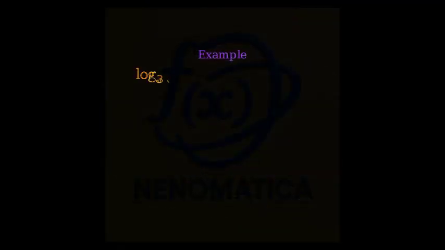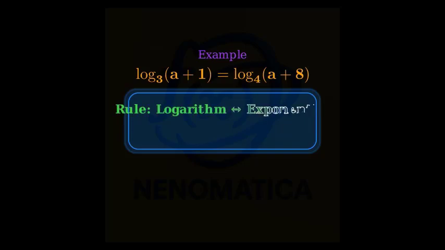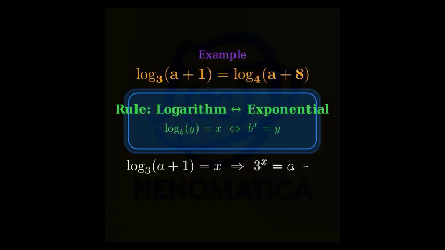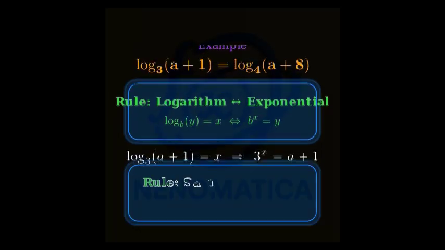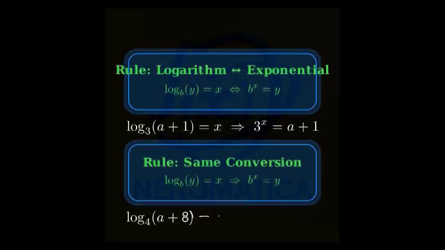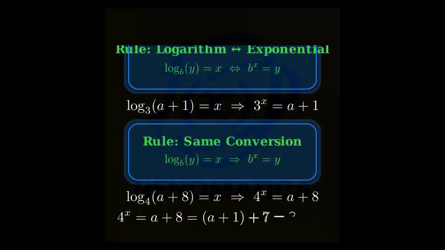We start by displaying the example, then we proceed step by step. Step 1. Introduce a common variable x and convert the first logarithm to exponential form. The rule says log base b of y equals x if and only if b to the x equals y. Apply it to log base 3 of a plus 1. Step 2. Convert the second logarithm the same way and then substitute a plus 1 with 3 to the x. We use the same conversion rule. First convert. Now rewrite a plus 8 as a plus 1 plus 7 and substitute 3 to the x.